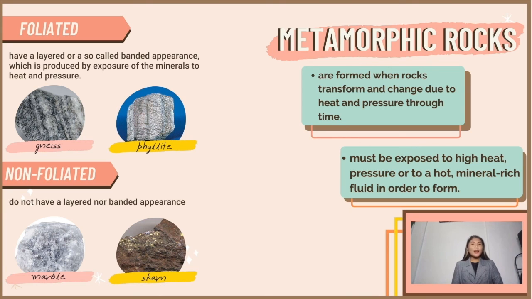There are two basic types of metamorphic rocks, foliated and non-foliated. Foliated rocks have a layered or so-called banded appearance, which is produced by exposure of the minerals to heat and pressure. Last but not the least, we have non-foliated rocks, which are simply those that do not have a layered or banded appearance, like marble and skarn.